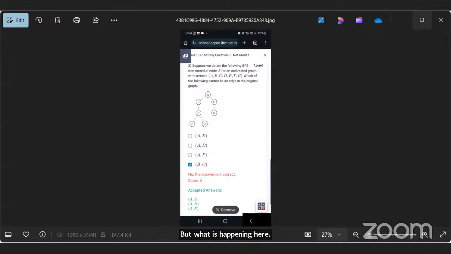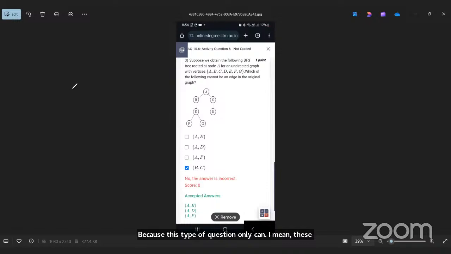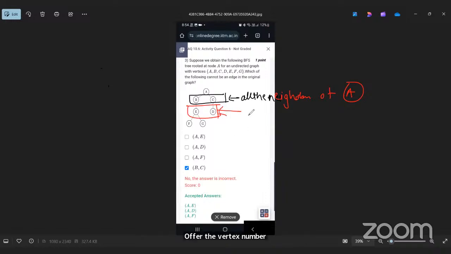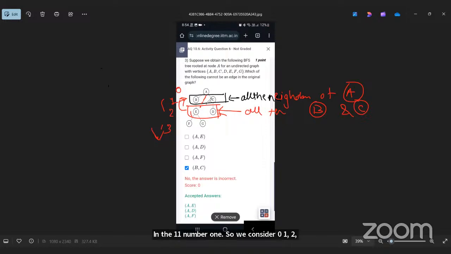These are important questions from the point of view of BFS and DFS. Here is the key point: if a vertex is at level i, its neighbors are at level i plus 1 at most. This level will contain all the neighbors of the vertex A, and this level will contain all the neighbors of B and C with the respective edges. We consider 0, 1, 2, 3 as the levels. So if E and A are neighbors of each other, then E should be listed here, not there.